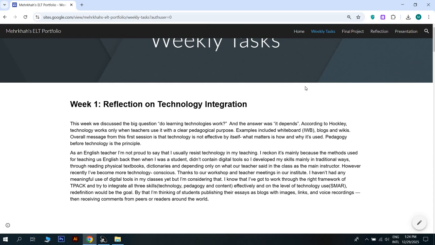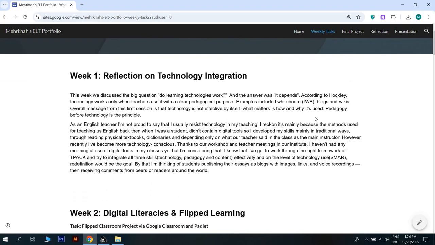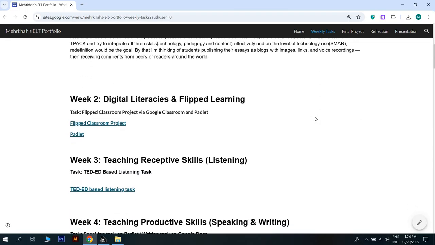In week 1, we had a reflection, and I just confessed that I was not very good in using technology in my teaching, because I had this fear of technology, and to be honest, I thought of it as a waste of time. But of course, my view changed.